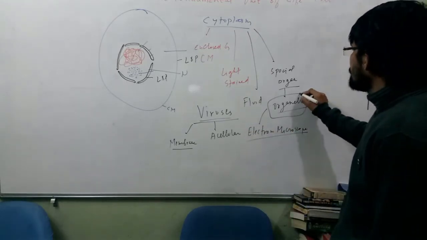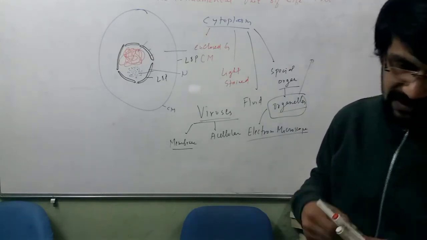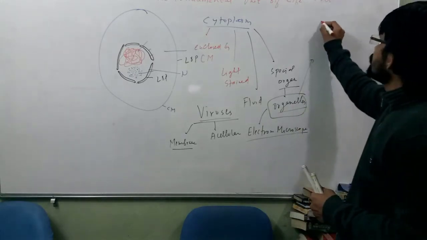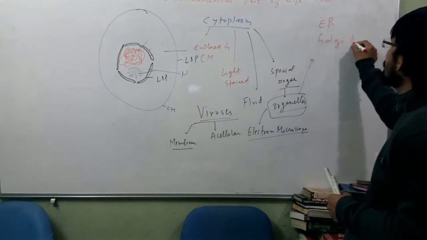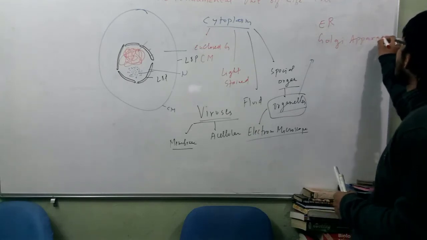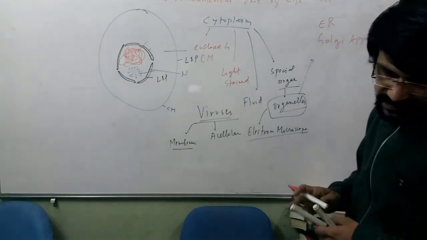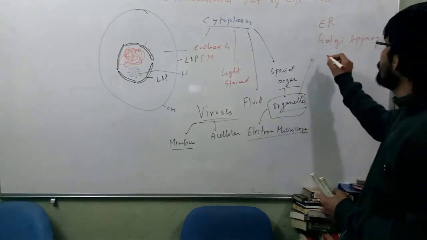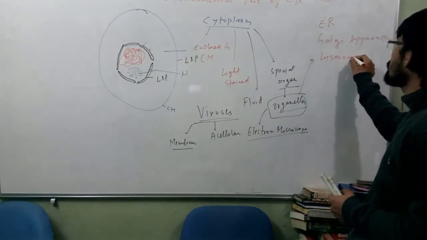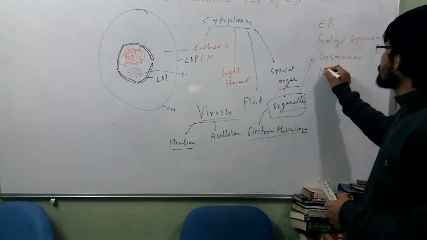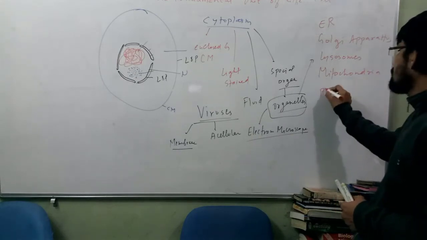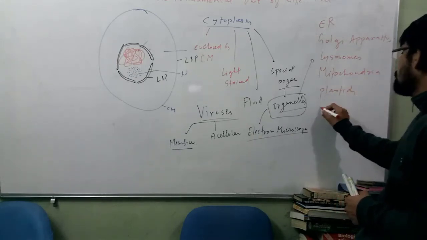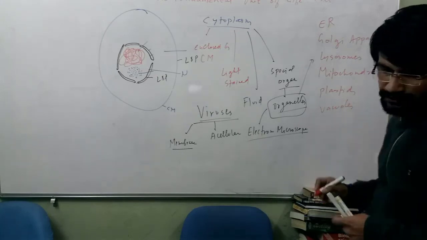The organelles which we'll be discussing in the upcoming classes: the first one is the endoplasmic reticulum. The second one is the Golgi apparatus. The next one which we'll be discussing in the next class will be lysosomes, which are also called suicidal bags. We'll be discussing mitochondria, plastids, and vacuoles also. So these are the organelles which we'll be discussing in the upcoming videos.